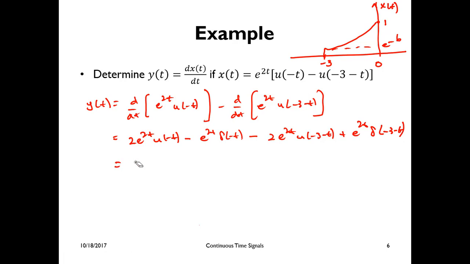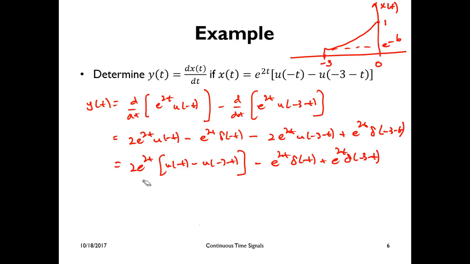I'm going to group a few terms, so I'll have 2 e to the 2t, u of minus t minus u of minus 3 minus t. And I'm going to have minus e to the 2t delta of minus t plus e to the 2t delta of minus 3 minus t. If I look at this, this is exactly equal to x of t. So my derivative y of t is going to be 2 times x of t.